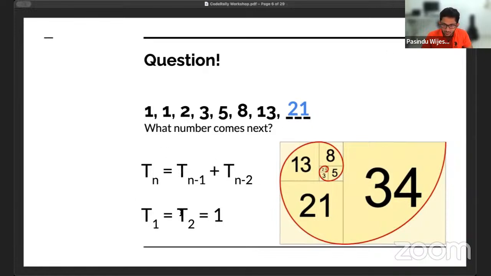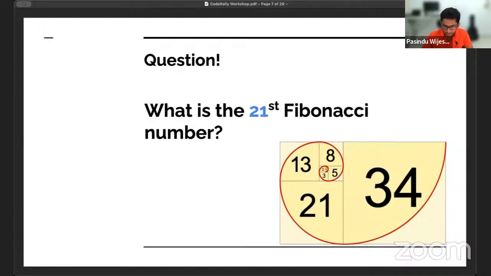Right. So this is a calculation or an equation that allows us to figure out, given an n, what the nth Fibonacci number is. So what is the 21st Fibonacci number? Can you tell?